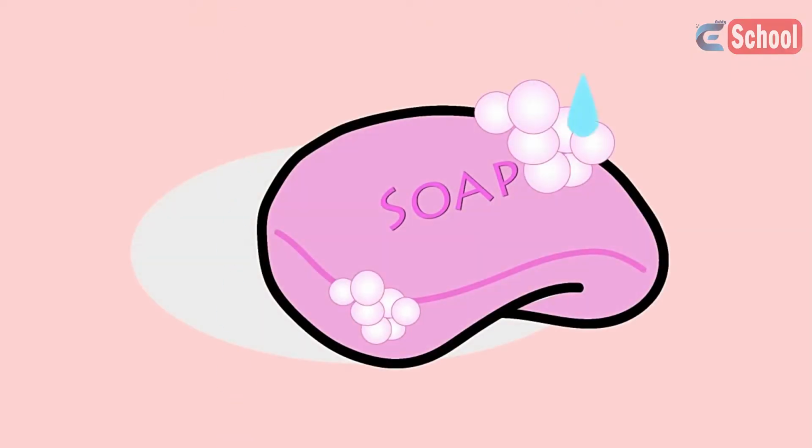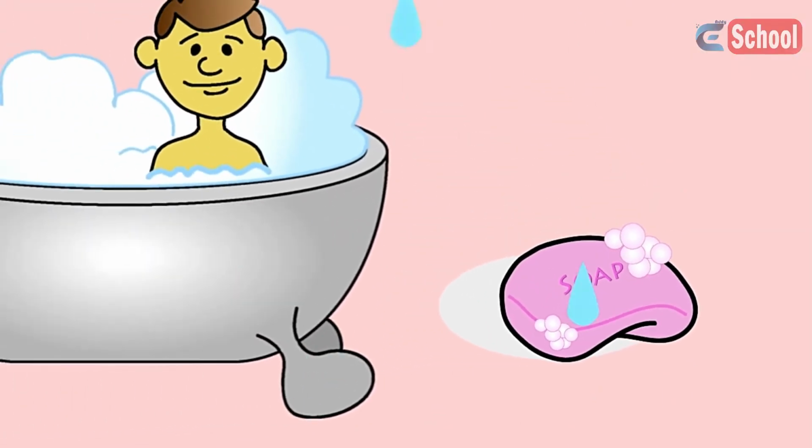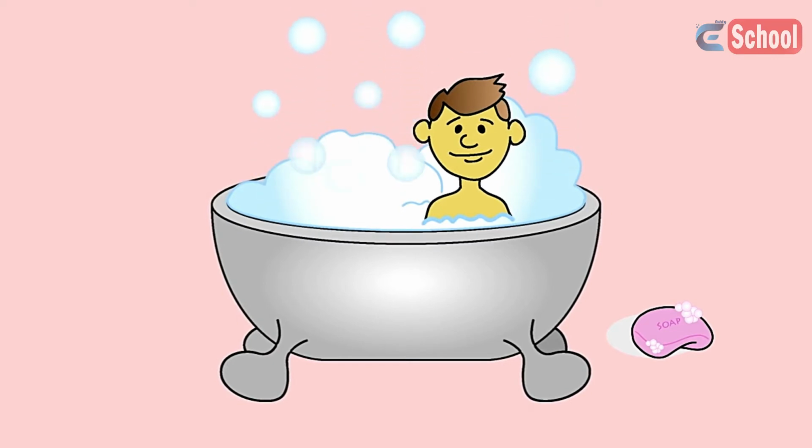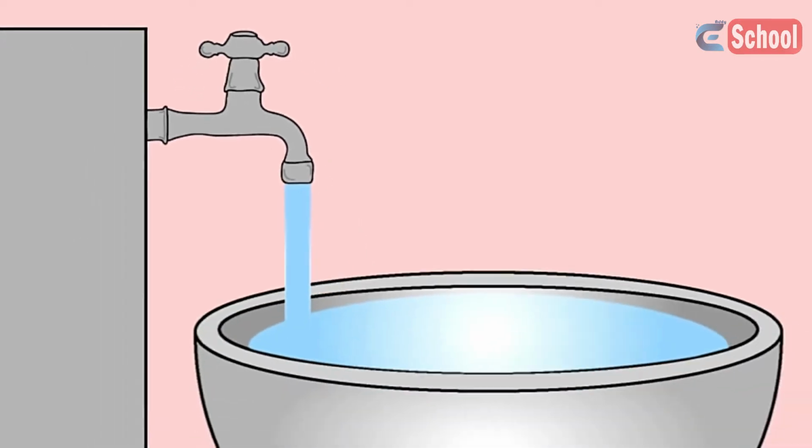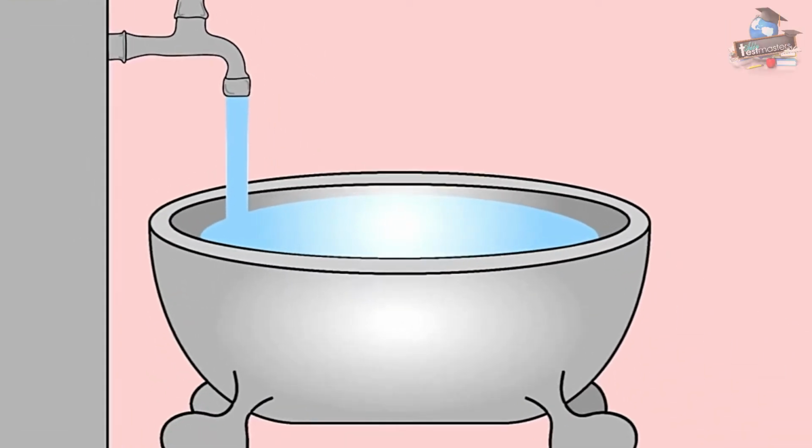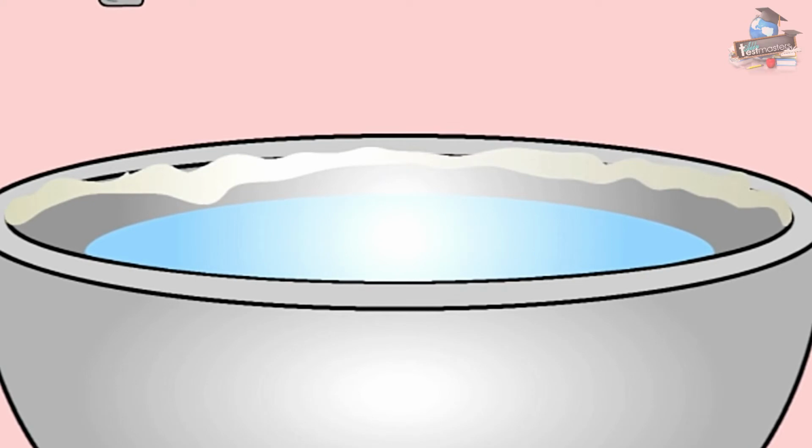If you wash with soap using rainwater, washing is easy and there are plenty of bubbles. We say the water is soft. But if you use well or tap water, it's sometimes difficult to get a lather and scum forms. In this case we say the water is hard.